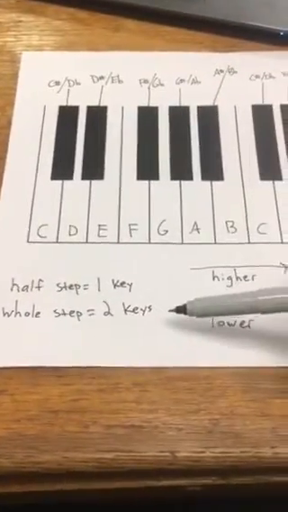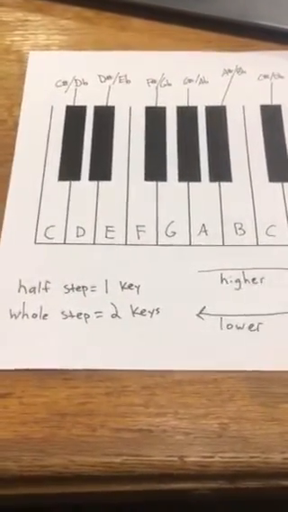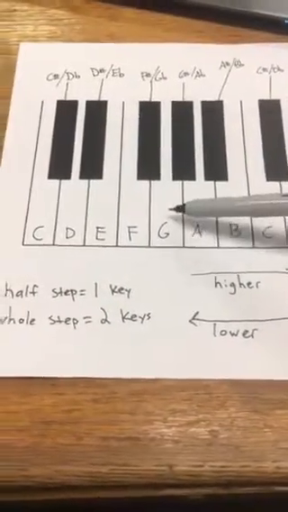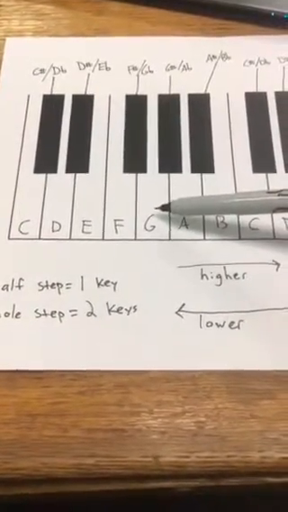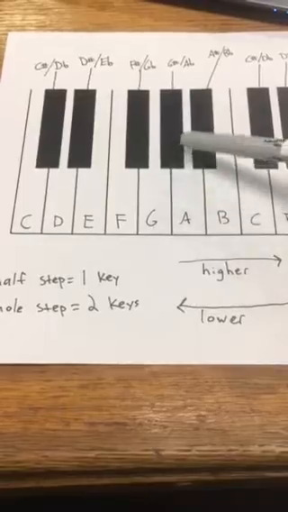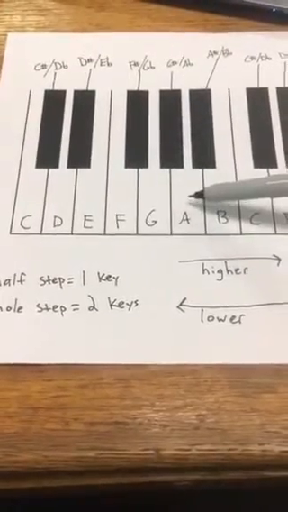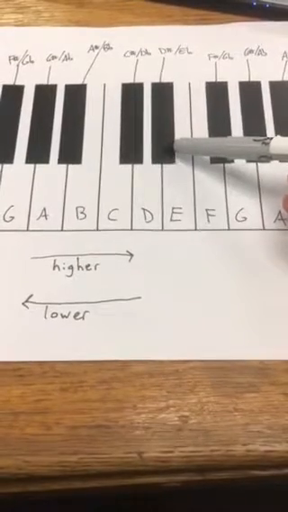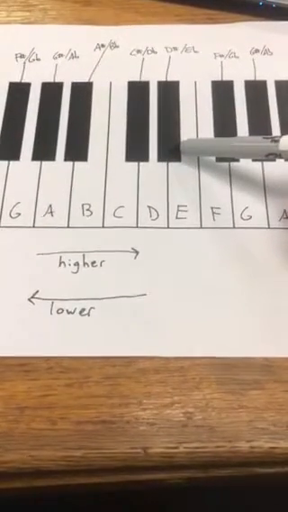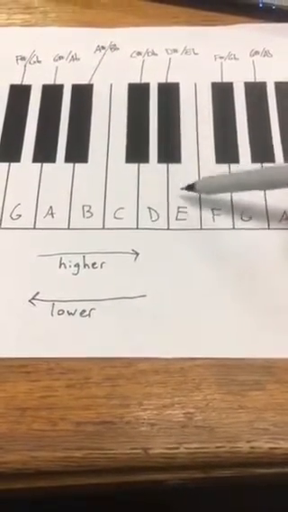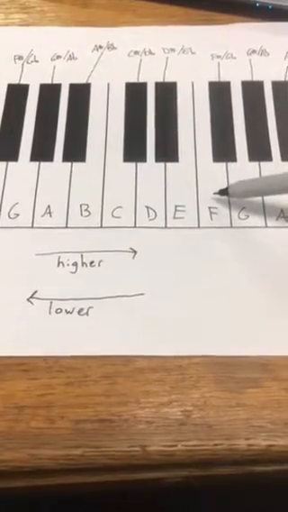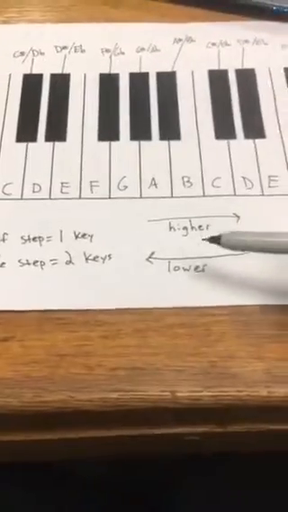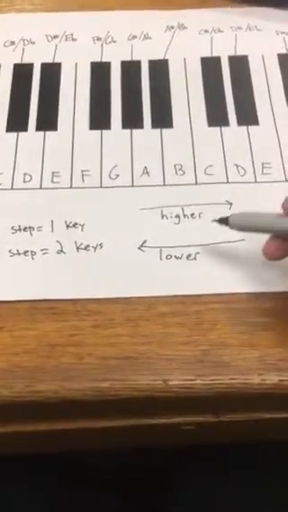There are also whole steps. Whole steps are two keys apart. If we are on G and we want a whole step higher, we count two keys. 1, 2. If we're on the note E flat and we want a whole step higher, we count two keys. 1, 2.